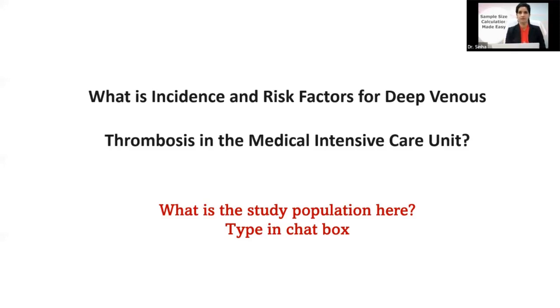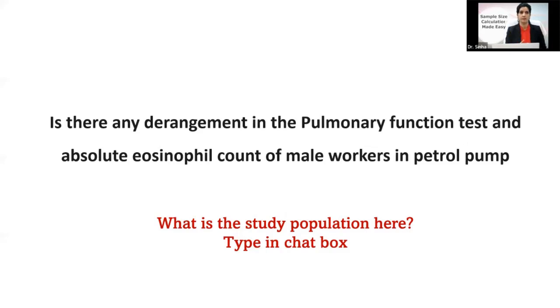Yes, ICU patients. MICU patients. So you are right. It is the ICU patients. More specifically, you can write medical ICU patients, but definitely these are the ICU patients. So your study population is ICU patients. And only then, whatever the result will come, you will be able to generalize that result to that particular population from where you have drawn your sample. So you have to be very careful regarding this population, whatever population you defined, from where you are withdrawing your sample. Now, the third question: is there any derangement in the pulmonary function test and absolute eosinophil count of male workers in petrol pump?